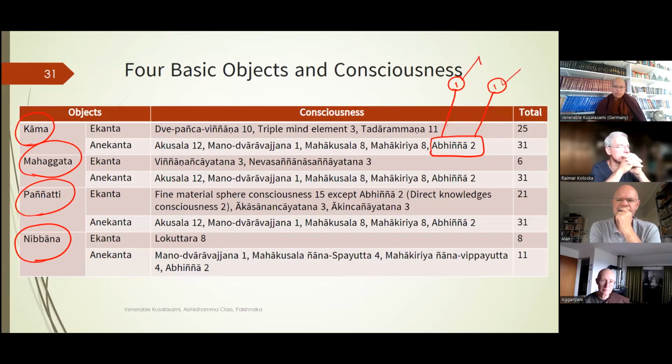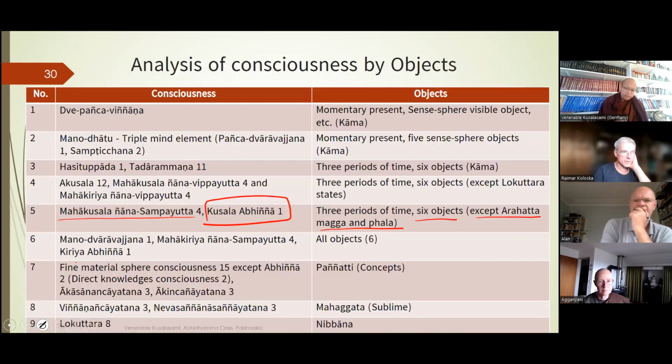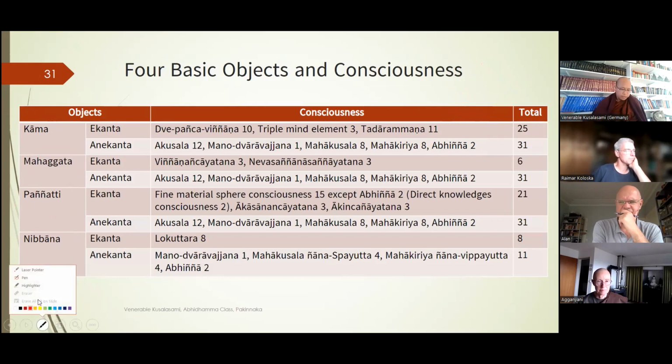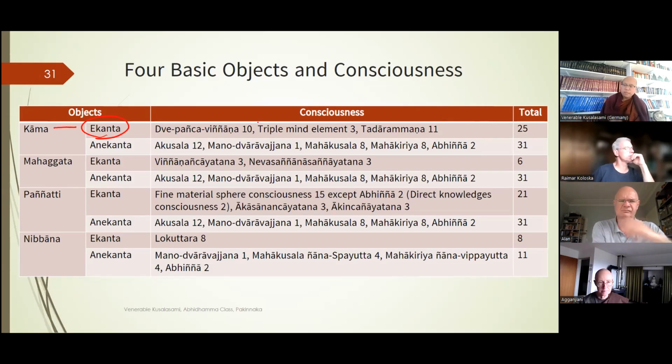And Kiriya Abhinya, the functional fifth jhana. Kiriya Abhinya is like Mahakiriya Nyana Sampayutta, so it can take all objects. So that's why Kiriya Abhinya takes the objects of these four: Kama, Mahagata, Panyati, and Nibbana. So that's why there are two groups, Ekanta and Anekanta. Ekanta, we call the Kama Ekanta 25, and Kama Anekanta 31. Anekanta means not only Kama, but at least one more.